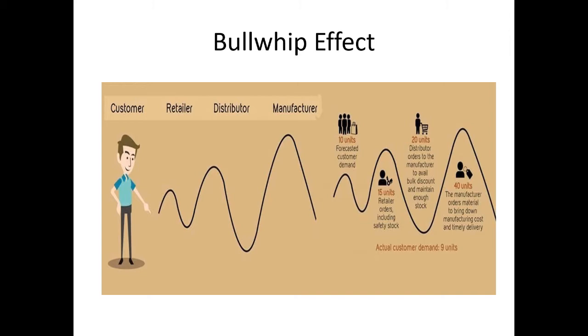And in this visual presentation you can easily understand that here's the customer, he creates an order of this level, and retailers think this, distributor and the manufacturer here. Consumer demand was 10 units, but retailers noted it as 15, then the distributor ordered from the manufacturer 20 units to avail bulk discount and maintain enough stock, and then the manufacturer ordered material for 40 units to bring down manufacturing cost.